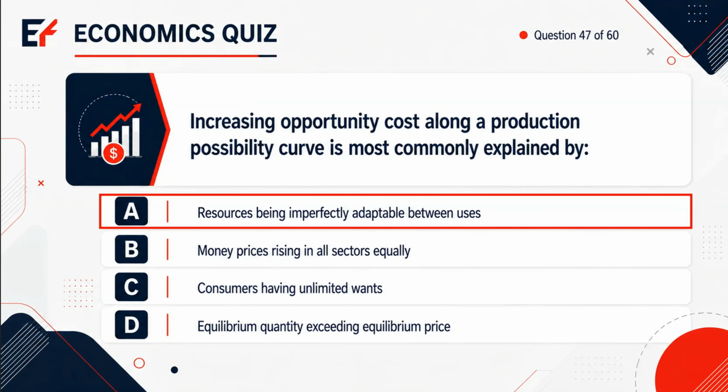Option B is wrong because equal price increases do not explain the shape of the production possibility curve. Option C explains scarcity, but not increasing opportunity cost along the curve. Option D is not meaningful here because equilibrium quantity and equilibrium price are different measures. The key idea is that specialized resources create rising trade-offs.